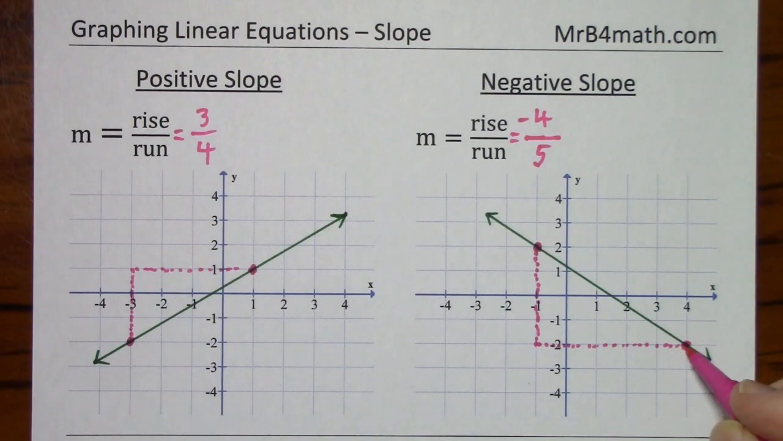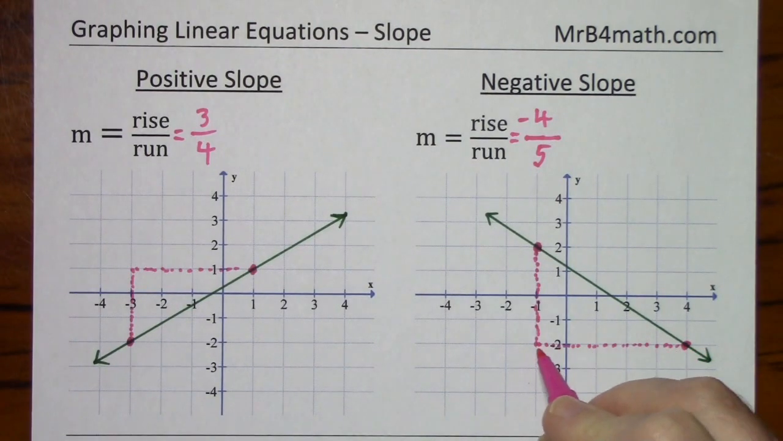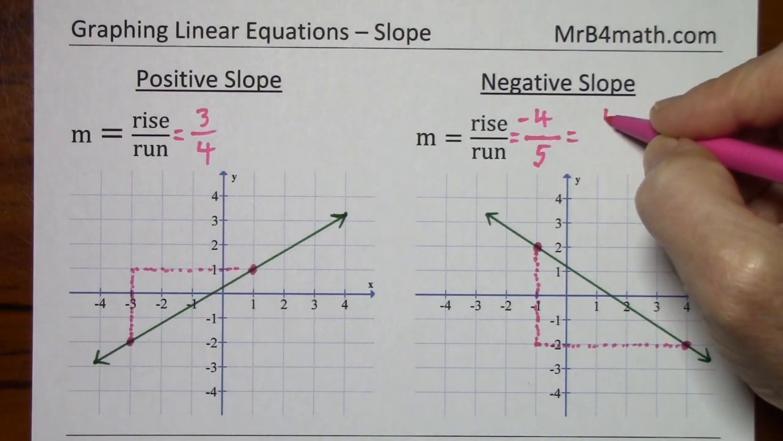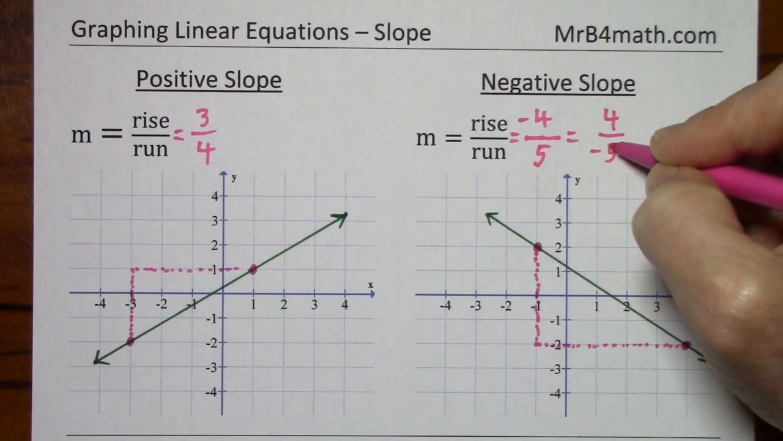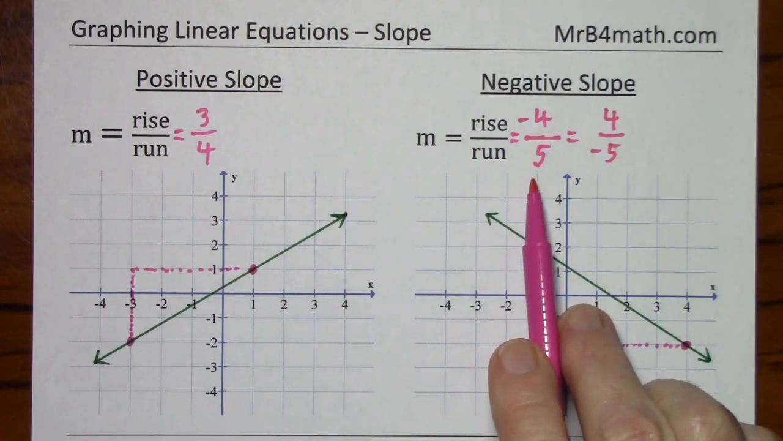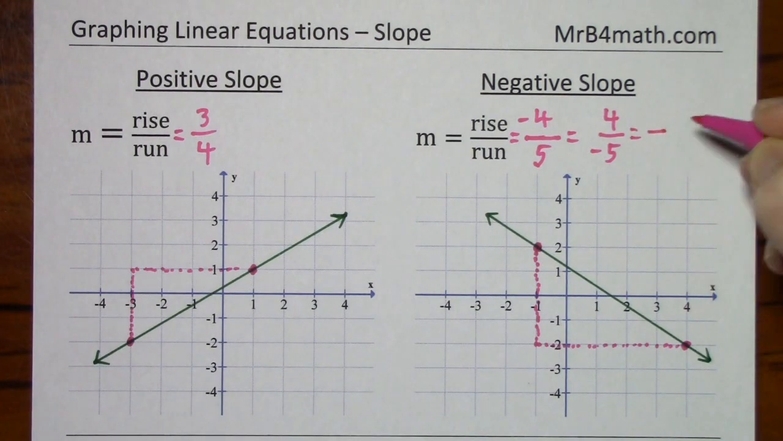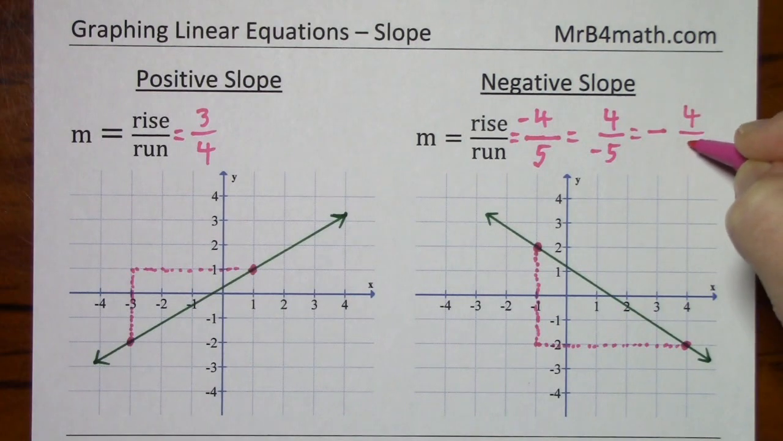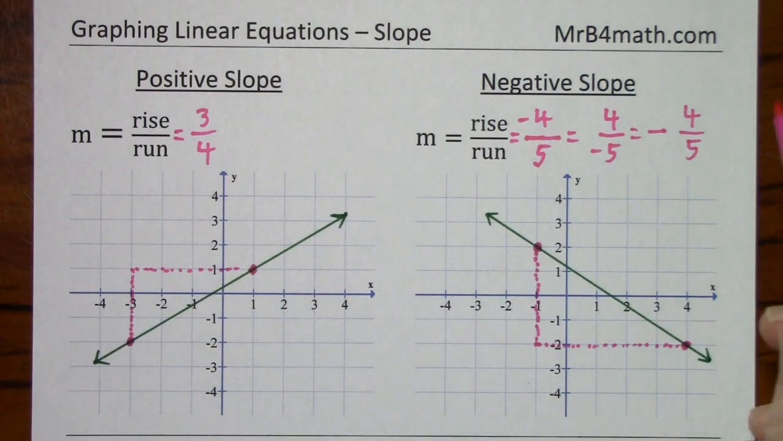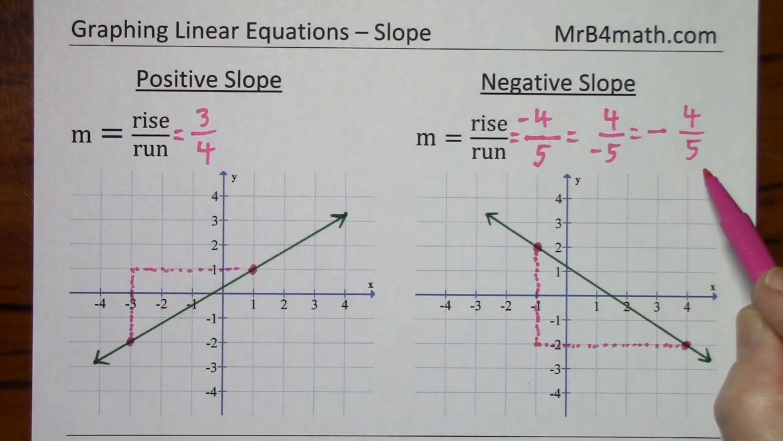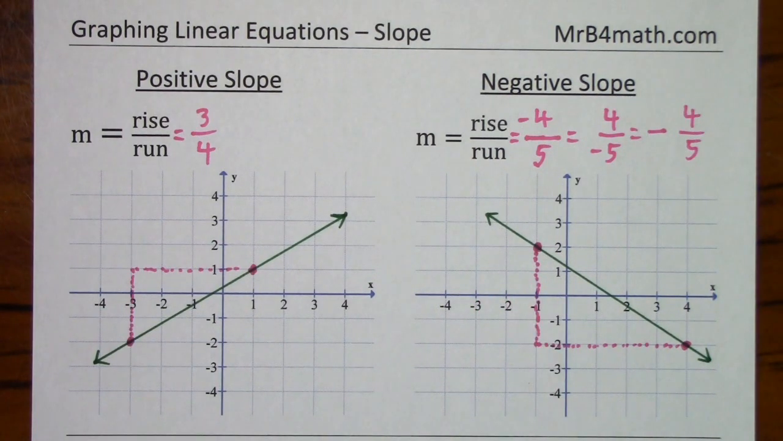Now notice if I had started here and gone back 5, that is -5, I would have gone up 4. So I could also write this as 4 over -5. Both of these indicate it's a negative slope. Usually, we just put the negative in front of the fraction and know that this applies to the numerator or the denominator. The main point here is this is a negative slope. It goes downhill from left to right.